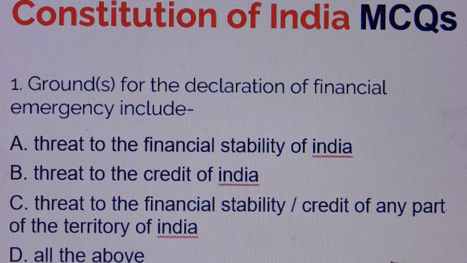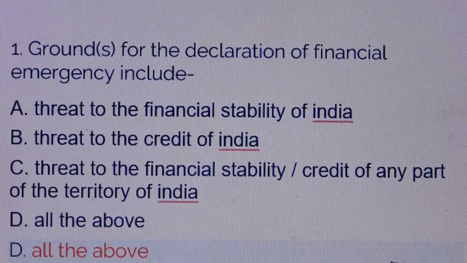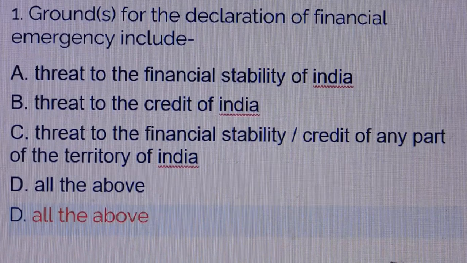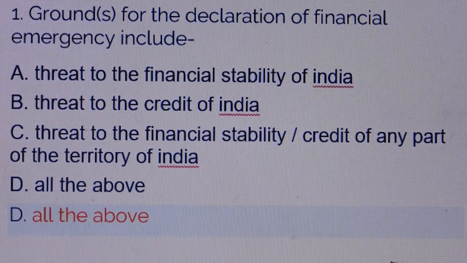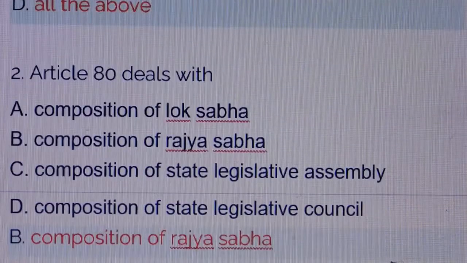So friends, we will see MCQs of Constitution. Question with answer. Question number 1. Grounds for the declaration of financial emergency include. Answer is option number D. All the above. Option A. Threat to the financial stability of India. Option B. Threat to the credit of India. Option C. Threat to the financial stability or credit of any part of the territory of India. All of the above.